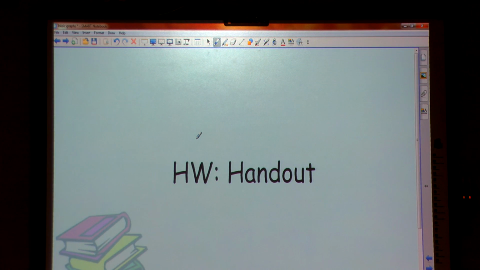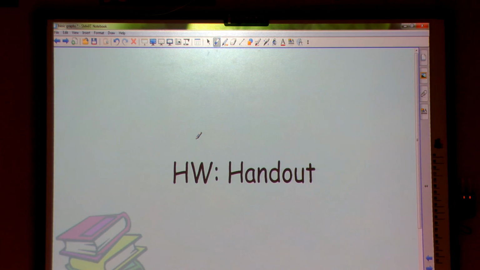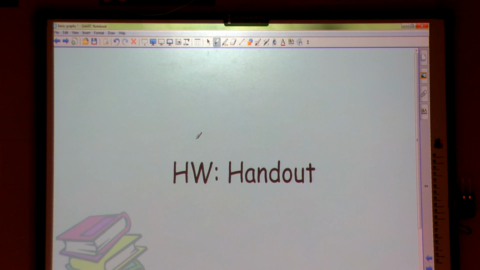Okay. So your homework is a handout. Of course, they're on graph paper. They are accurate. If you need rulers, come and get one. Once again, if you have any questions, make sure you ask. There will be a quiz Monday. We have a practice handout Friday and a quiz Monday.